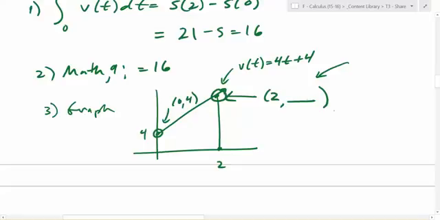Yes, it's 12. Plug in 2 into this. What do you get? 12. So how do you find the area of this shape right here? There's a couple of ways you can find the area. What's one way you can find the area right there?